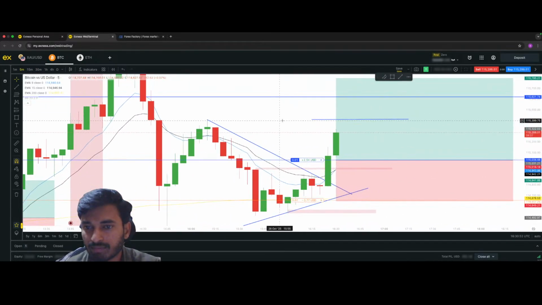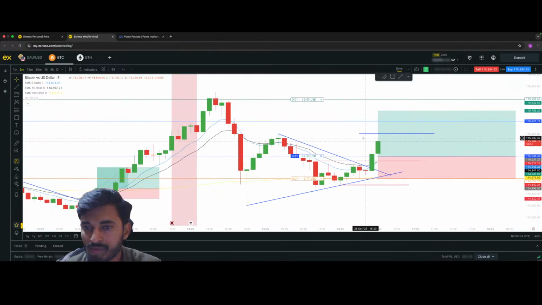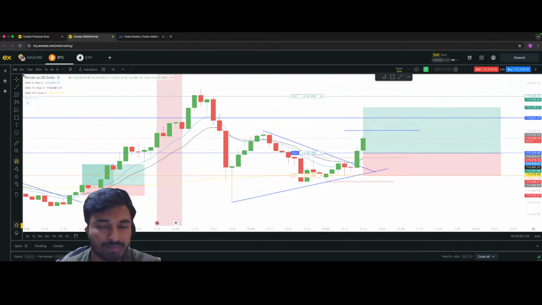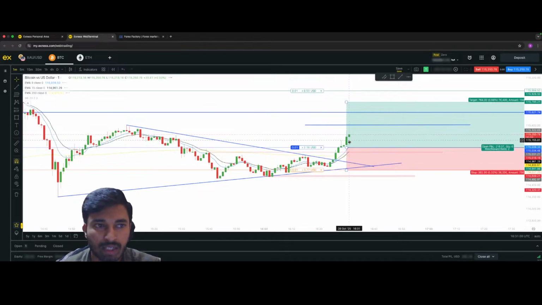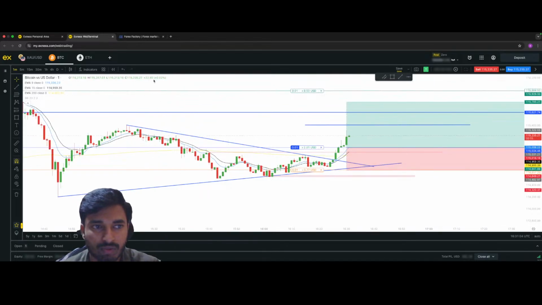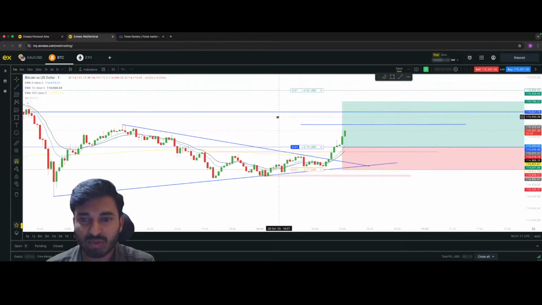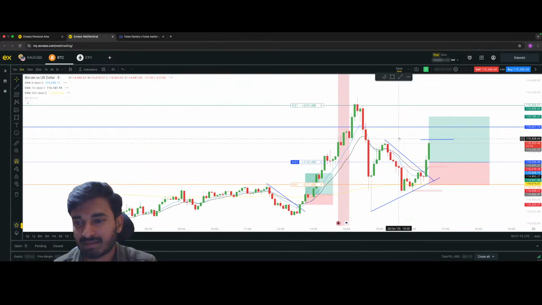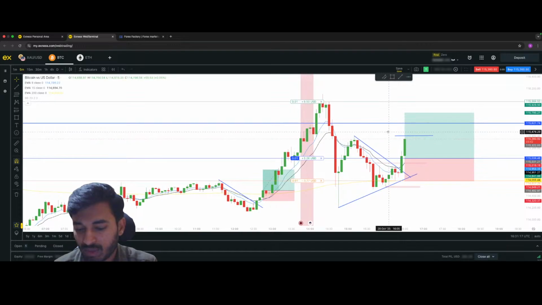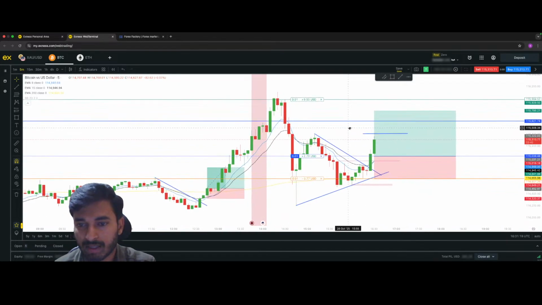Yeah, it is heading towards 1:1. Within one candle you can see it, one candle has given almost 139 points. You can see it over here, 139 points. It's a nice move, right? Yes, now it is heading towards 1:1.